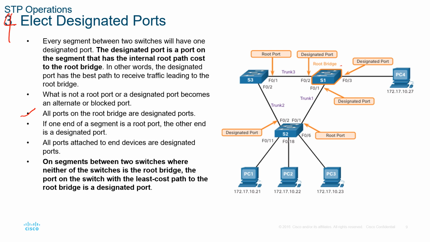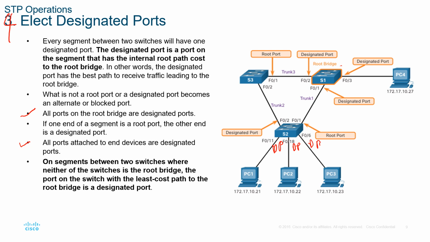Now, second criteria of electing a designated port: all ports attached to end device are designated ports. So for example, on S2, port number F011, F018, F06 is connected to PCs, right, which is the end device. So all of these ports will become designated port.